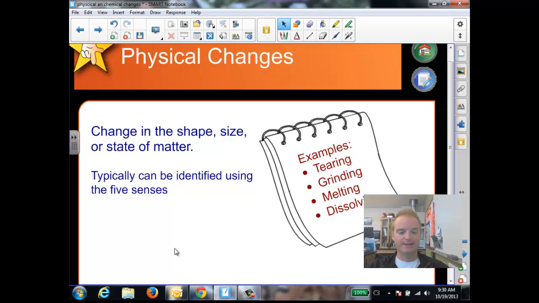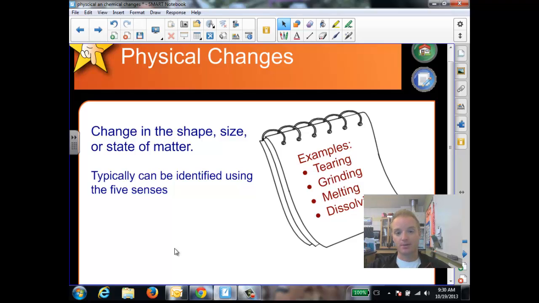So what happens is it's still the same substance. We haven't changed what it is made out of. If I tear a piece of paper up into a million pieces of paper, it's still paper. Chemically, it's still the same. If I melt ice, it's still H2O. I just changed the state that it was in. So it's still ice.